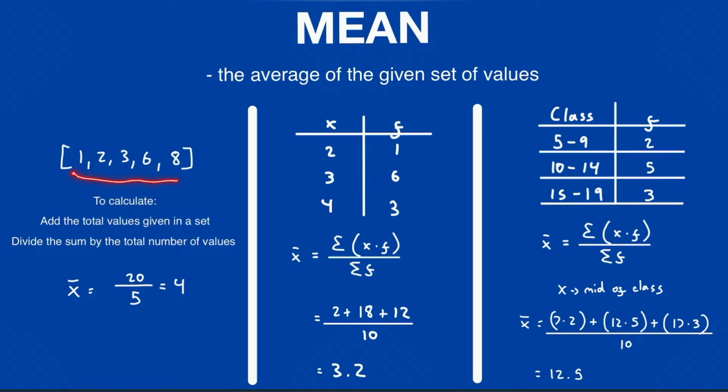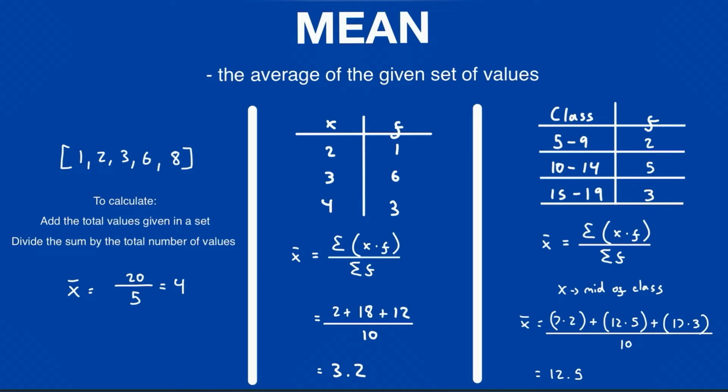So if you were to add all these numbers, you'd get 20. And there are 5 terms in this, or 5 numbers. And so you do 20 divided by 5 to find 4, which is the mean of this data set.